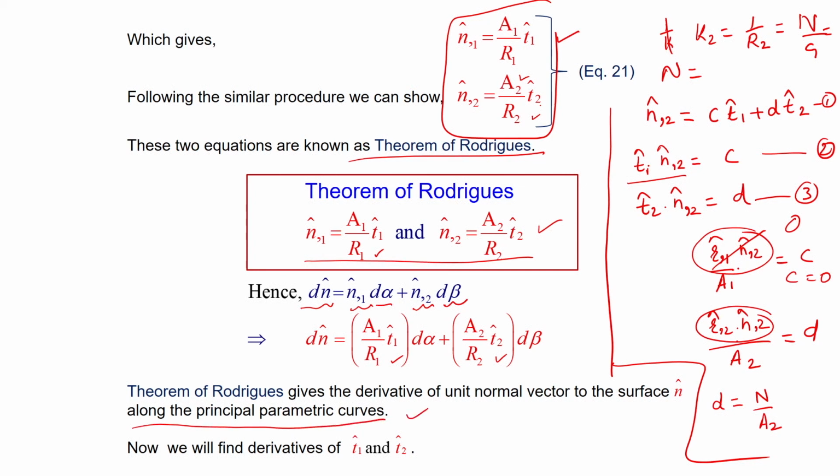The very first theorem is the theorem of Rodrigues. The starting point is that the derivative of the surface normal will lie in the plane of T1 and T2. Using simple mathematics, multiplying with T1 hat and T2 hat, we can find the basic relations. Now we will find the derivative of T1 hat and T2 hat.